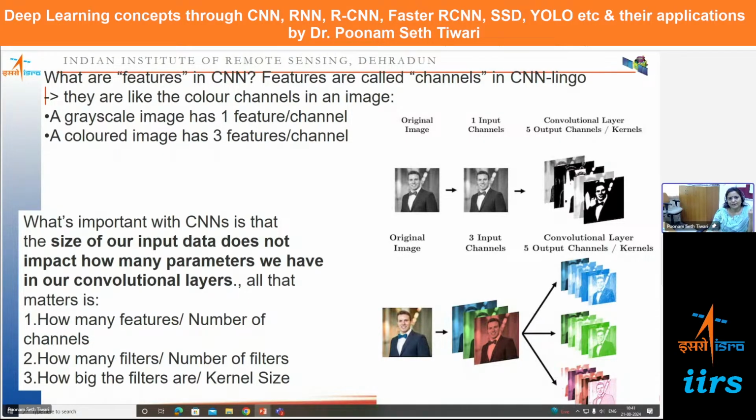Now, what do we understand by features? Features means how many convolution layers are there. If we are using one input, or three input channels, whatever number of convolution layers we are generating are called features in CNN. So now we are not bothered about the size of the image. We are bothered about how many features or how many parameters are there.